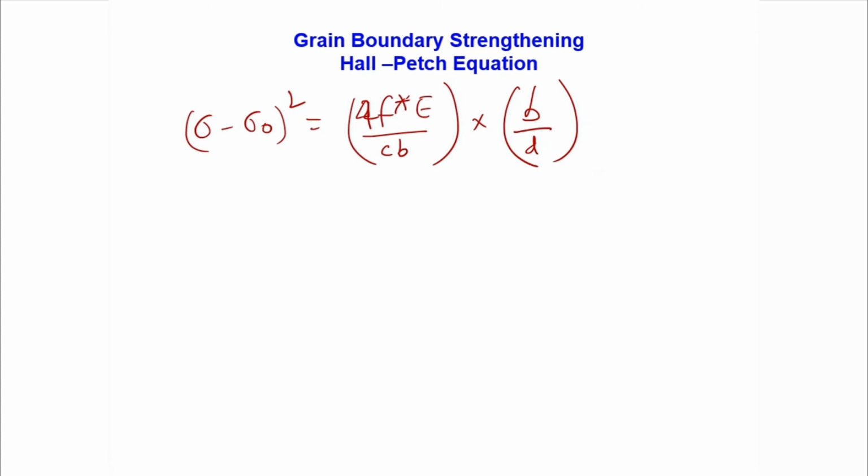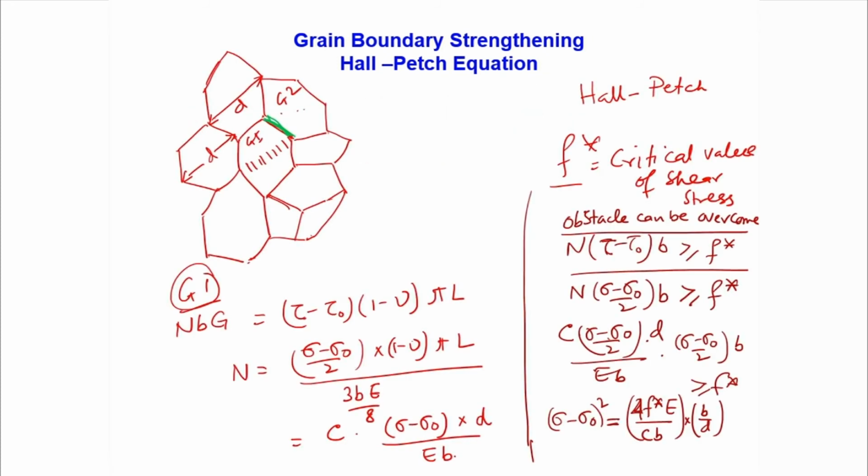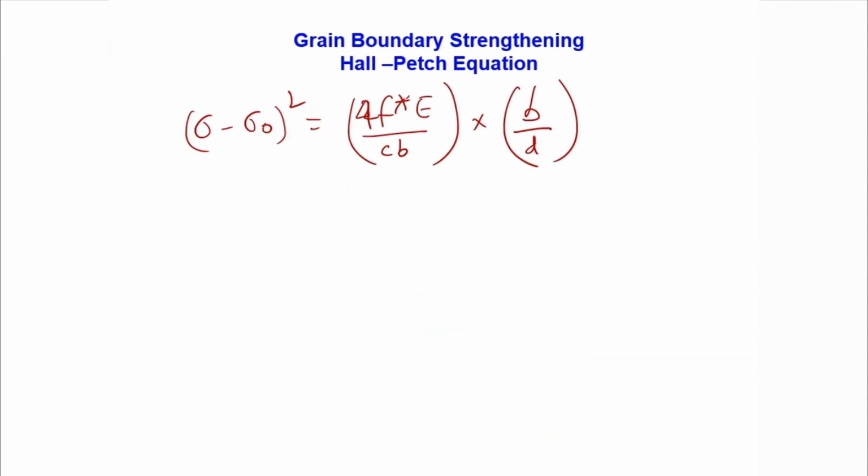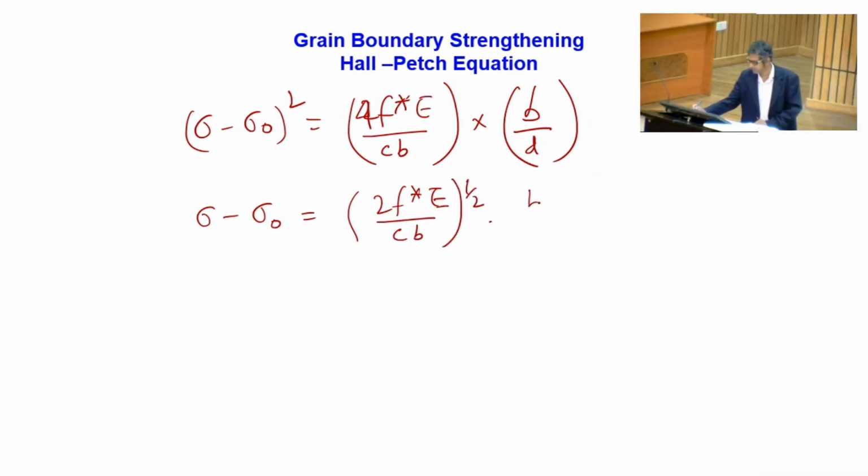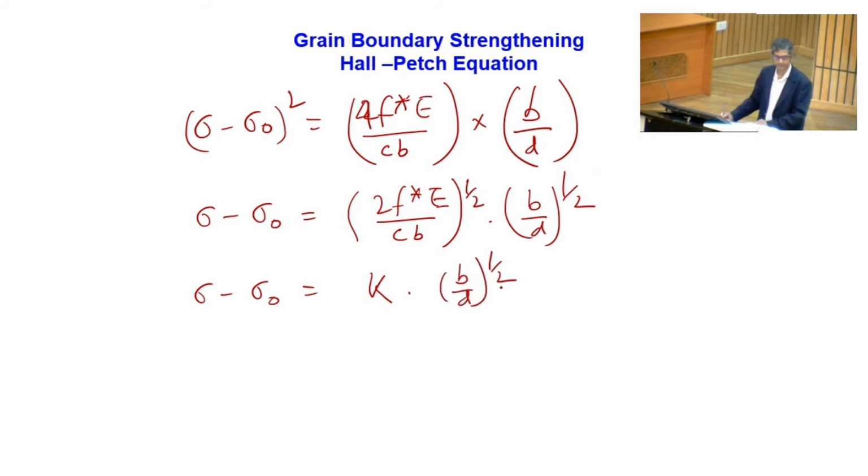You get it. If you do the mathematics properly here, I think you should try and do it as much as possible. So what do you get? Sigma minus sigma 0 is equal to 2 F star E multiplied by C into B to the power half into B by D to the power half. So we can write sigma minus sigma 0 is equal to K, a constant, divided into B by D to the power half, where K is a constant which is given by this.